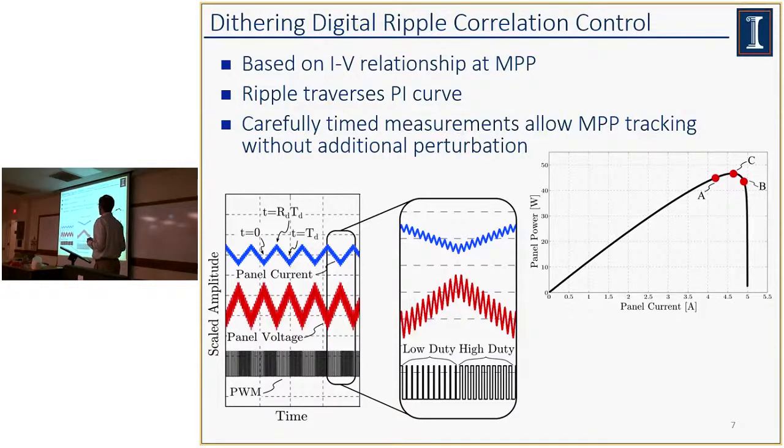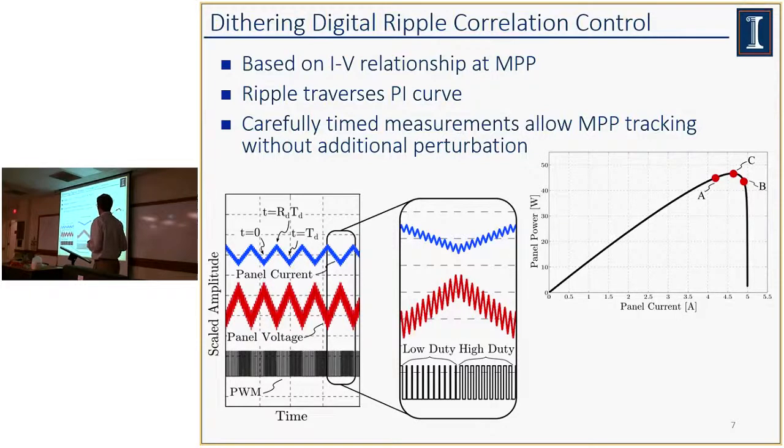DDRCC, or the dithering digital ripple correlation control algorithm, is based on Professor Krein's work on ripple correlation control and some of Jonathan Kimball's work as well. And what it does is it just takes into consideration this ripple that we have in panel voltage and current. Now, if we correlate these two plots, we can see that as we dither, this change in current causes us to traverse the PI curve of the panel.